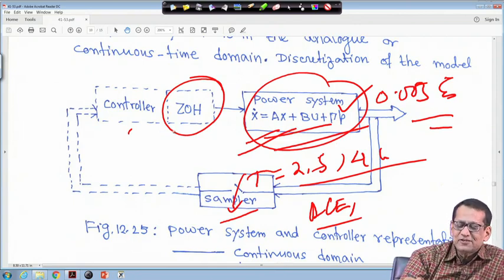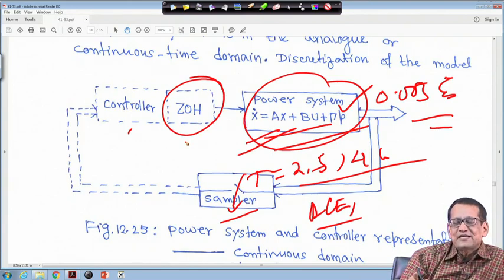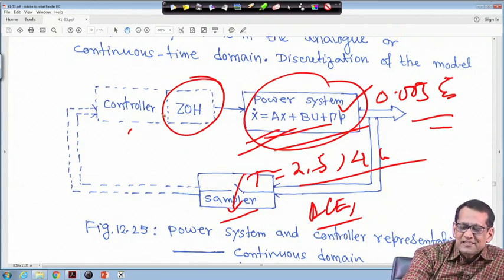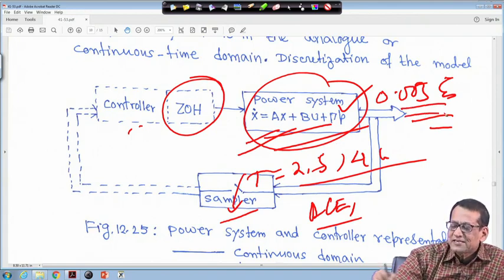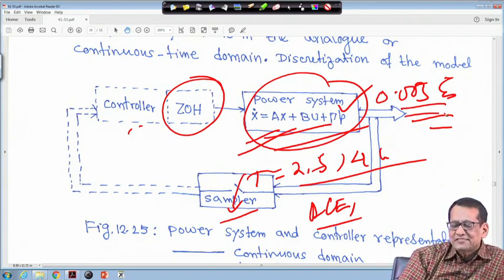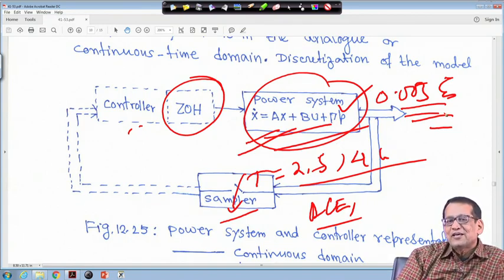Suppose 2 seconds is the sampling time. At t equal to 4 seconds you got something, and the next sampling instant comes at t equal to 6 seconds. Till 6 seconds, the zero order hold holds the controller output u and sends the same signal to the power system till the next sampling instant comes. That means the constant u in between two consecutive sampling instants will be fed to the power system, right. This is the philosophy. Okay, thank you very much.